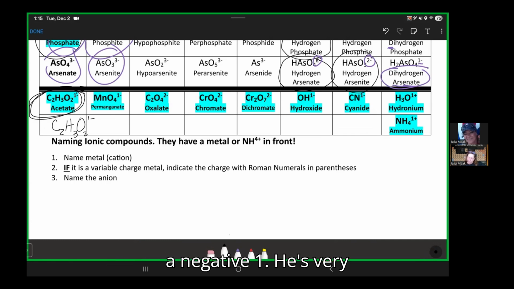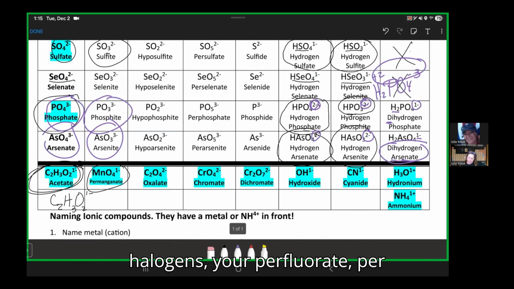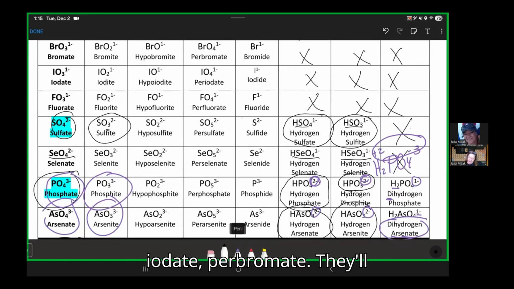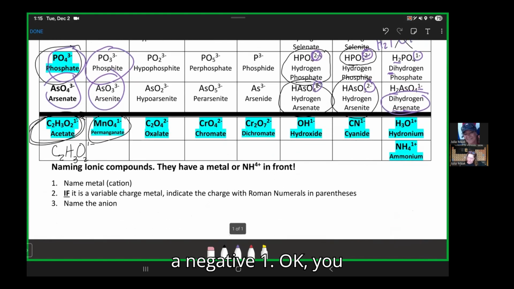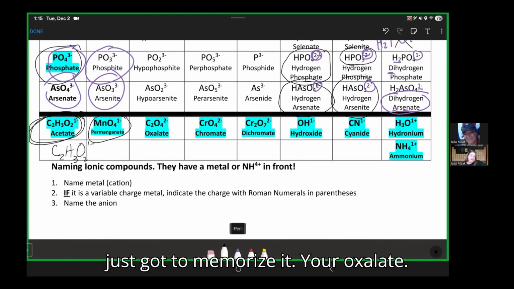Your permanganate has 4 oxygens and a -1. He's very much like your per halogens, your perfluorate, per iodate, per bromate. They all have 4 oxygens and a -1. You just got to memorize it.